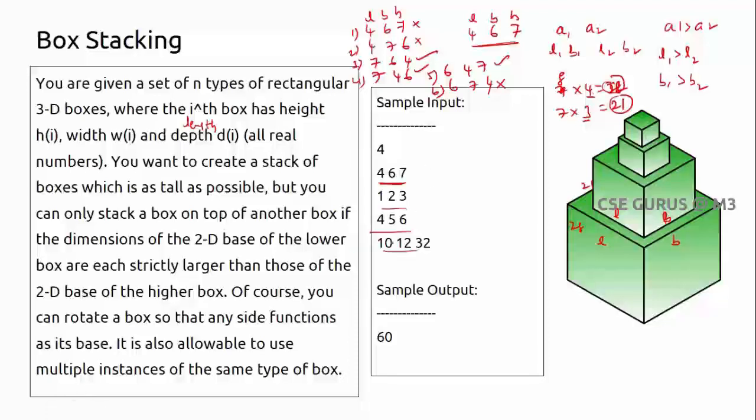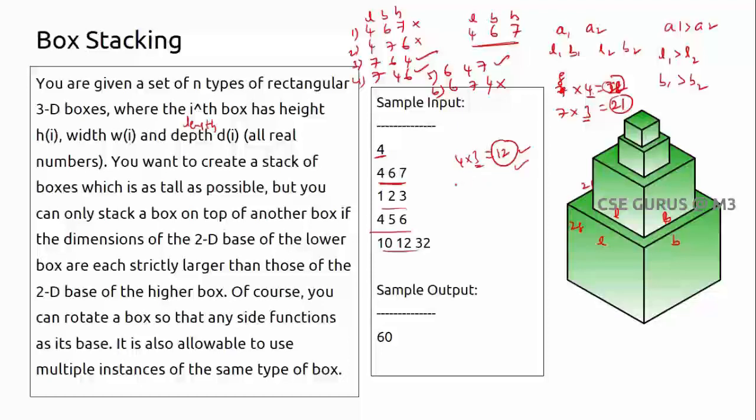So totally, if I consider this as our input, 4 boxes are given. For each box I'll get 3 instances, so 4 into 3, totally 12 instances. And the constraint is that for each box there is an infinite supply. Even if it is infinite, the instances should not repeat. So that's why, for the 4 boxes with 3 instances each, 4 into 3, you will find a total of 12 instances.